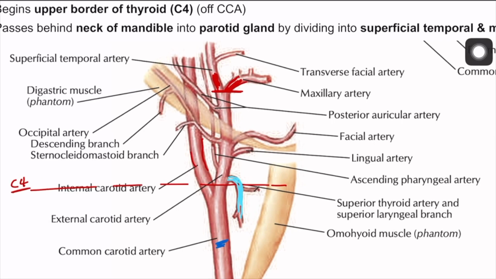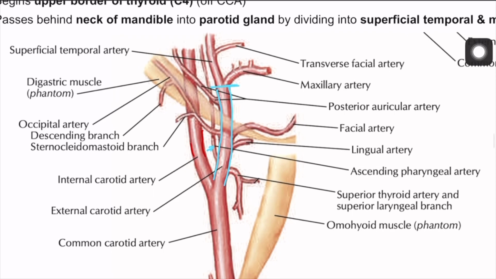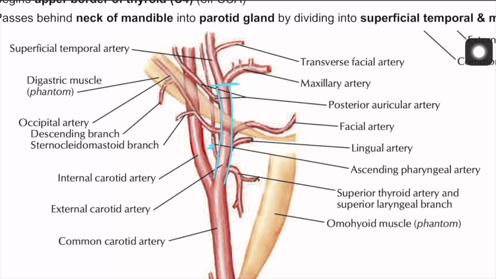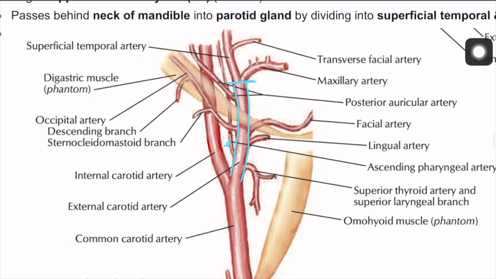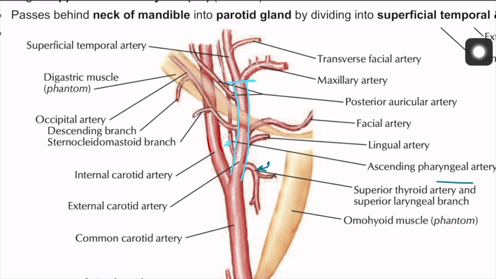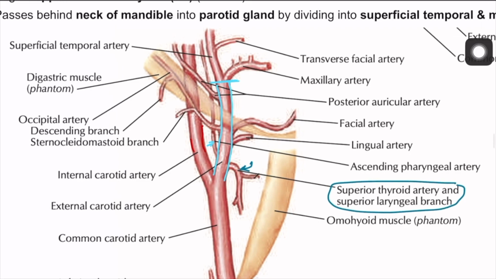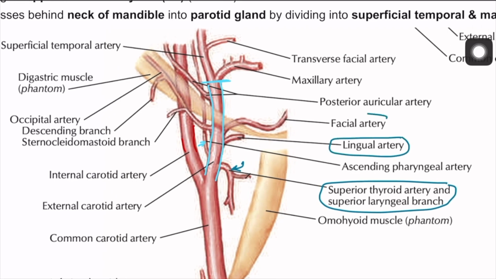The way I prefer to classify these branches is branches from the anterior surface of the external carotid artery, the branch from the posterior surface, the branch from the medial surface, and two terminal branches. So let's talk about the anterior surface. The anterior surface will give you the superior thyroid artery, like we said, this one, and will also give the lingual artery and the facial artery as well.